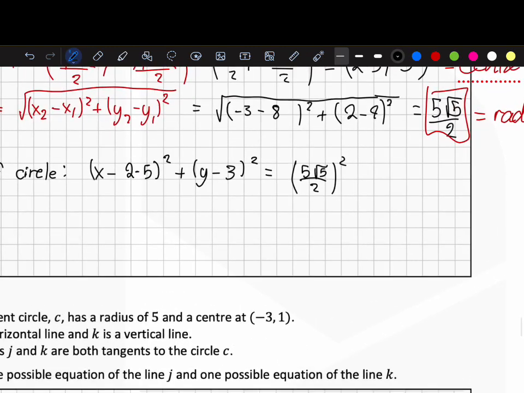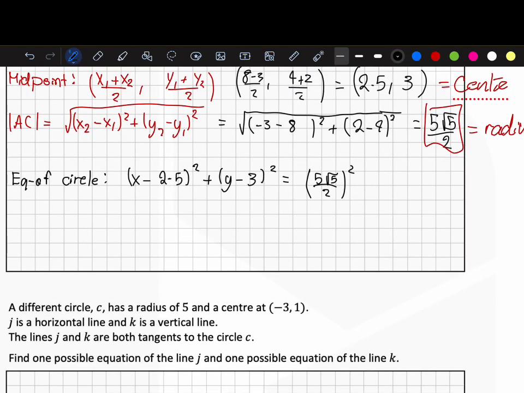So if we do that, we're going to get x squared, minus 2.5 times x gives you minus 2.5x. We're going to get minus 5x because there's going to be 2 of them. And then we're going to have minus 2.5 squared, which is 25 over 4. And then we're going to add on y squared plus 9 minus 6y. And this is going to be equal to 125 over 4.